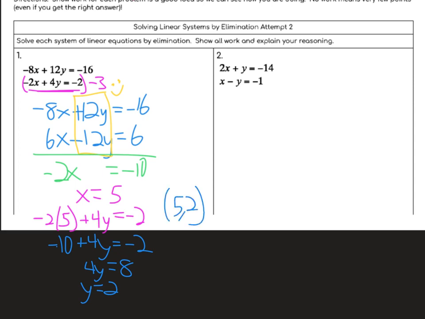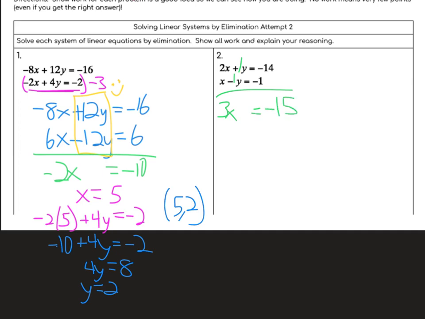That is the point where these graphs, these lines intersect. Now in this next one, I'm happy right away, because look at that. Those are opposites. If you don't believe me, put a 1 in front of those. So you have 1y and -1y. So those are opposites, so right away I can combine. So that's super exciting. 2x and x makes 3x. y and -y makes 0. -14 and -1 makes -15.